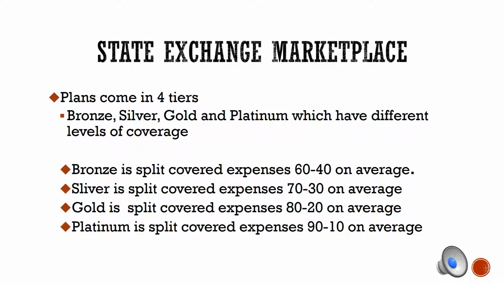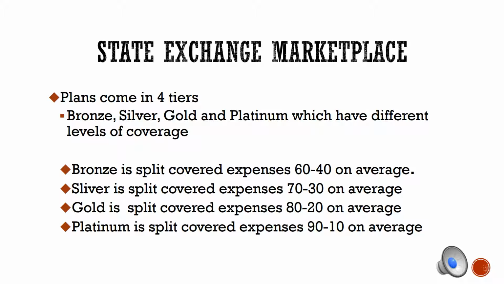Silver splits covered expenses 70-30 on average. Silver is considered standard and cannot be more than 9.5% of your income. This is the only plan that is eligible for cost sharing reductions. Gold splits covered expenses 80-20 on average. Gold is for people who don't qualify for cost sharing reductions but need low deductibles.